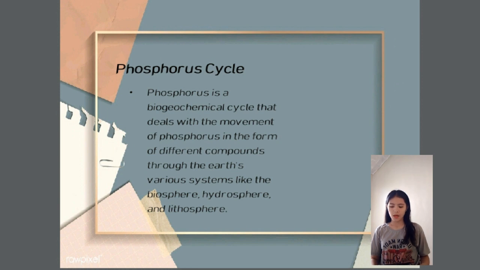Thus, the phosphorus cycle is considered one of the slowest biogeochemical cycles. The phosphorus cycle is considered a closed system, with the phosphorus transfer between the biosphere and soil being much larger than the gains and losses across the entire system.